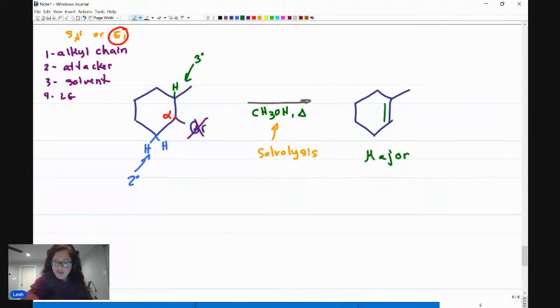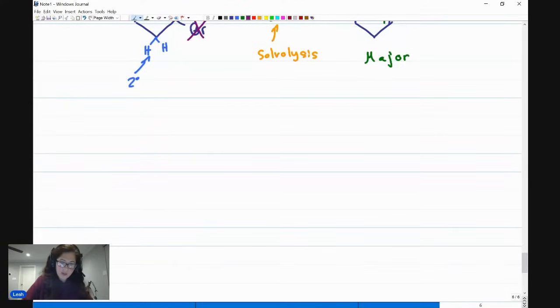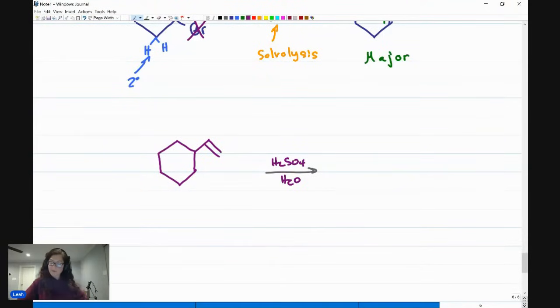I see fire and firecrackers. Let's do it. With shortcuts. First, we'll have a molecule that looks like this. And we want, you know what, let's keep it simple still. What happens if I react this with H2SO4 and H2O?